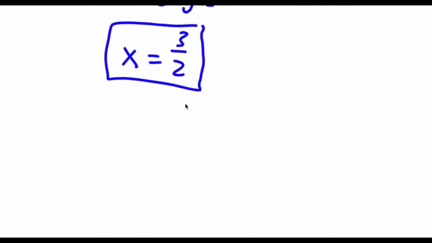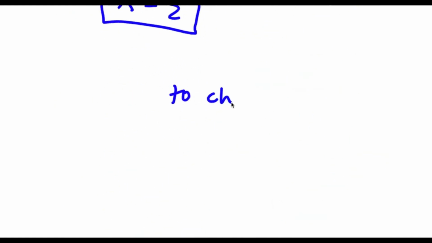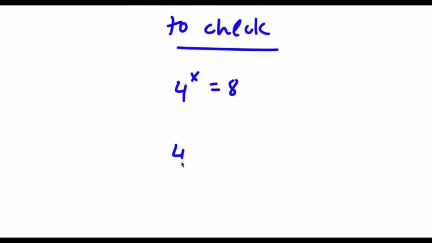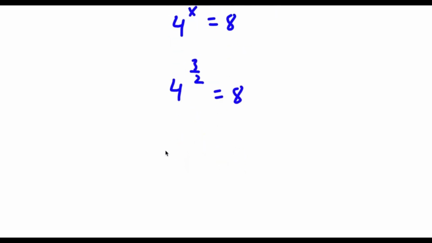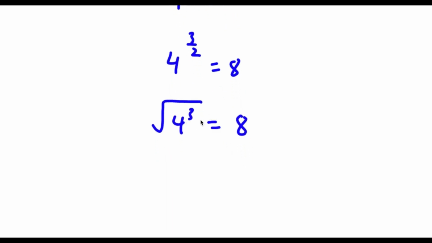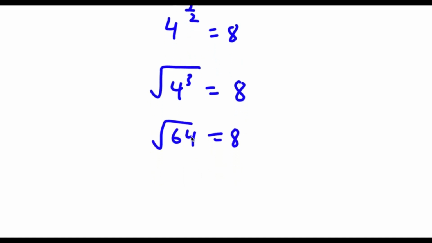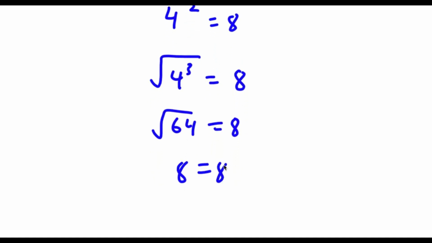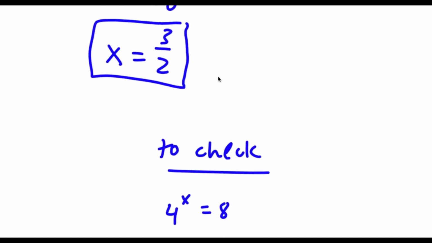And now, to check, I have 4 to the power of x is equal to 8. We know that x equals 3 over 2, so I have 4 to the power of 3 over 2 is equal to 8. Now 4 to the power of 3 over 2, this is the same thing as the square root of 4 to the power of 3. And 4 to the power of 3, that's equal to 64. So I have the square root of 64 equals 8, and the square root of 64 is 8. So I have 8 is equal to 8, and because this is right, my solution is right.